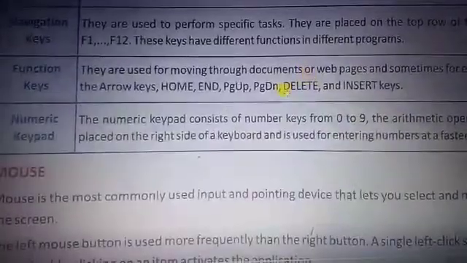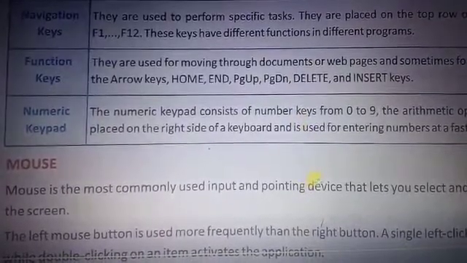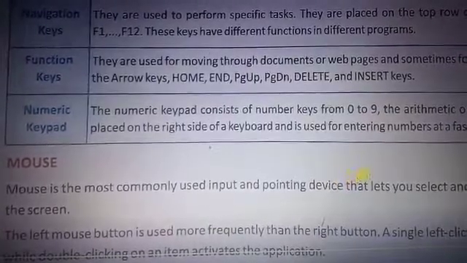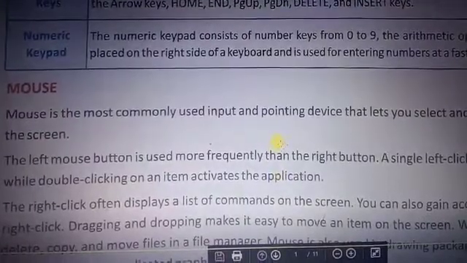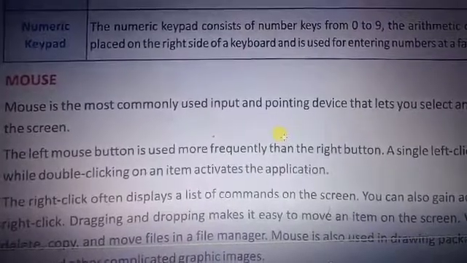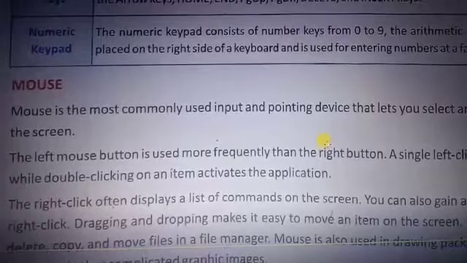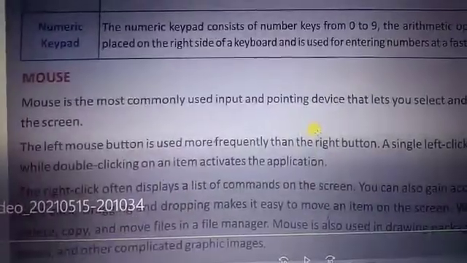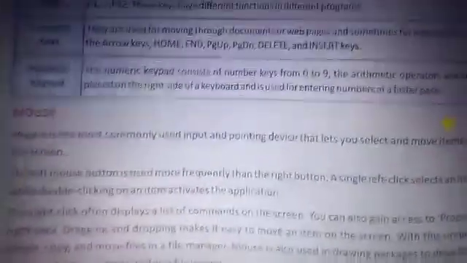The next one is the mouse. The mouse is basically called a pointing device. That means you point to and select any kind of application, and after selection, you can perform different kinds of operations. You are already familiar with the mouse. The mouse structure is divided into two buttons. The first button is called the left mouse button and the second button is called the right mouse button.